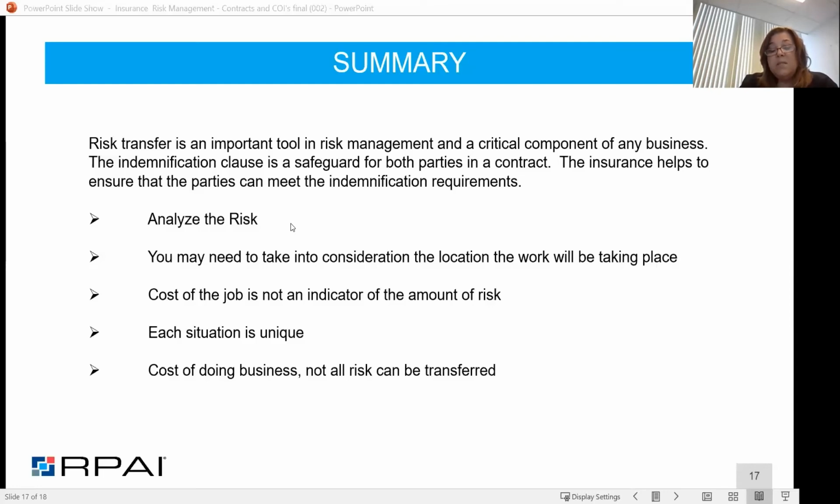Because there's going to be some things that are the cost of doing business, and they just can't be transferred. So you're going to have to take on some risk. You have to just determine what is acceptable to your organization. And every organization's risk tolerance is going to be different. So it's working within those parameters that makes a risk manager's job so interesting and challenging.